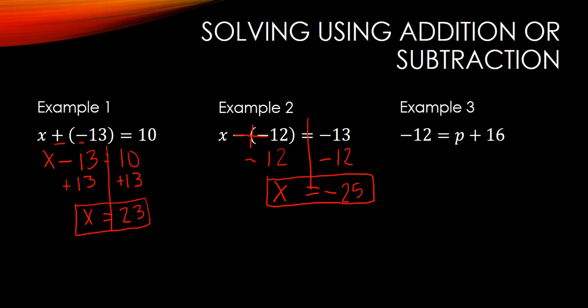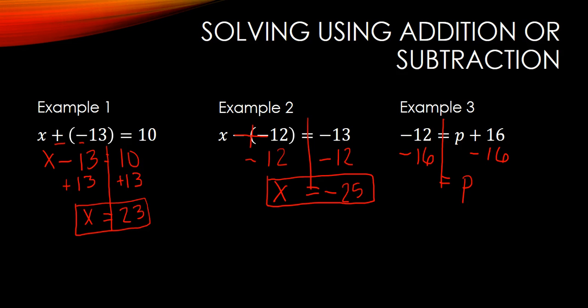We have p plus 16. Now to get rid of the positive 16, I need to have negative 16 to cancel that out. Now if I do that on the right side of the equal sign, I also need to do that on the left side of the equal sign. So again, positive 16, negative 16, they cancel each other out.